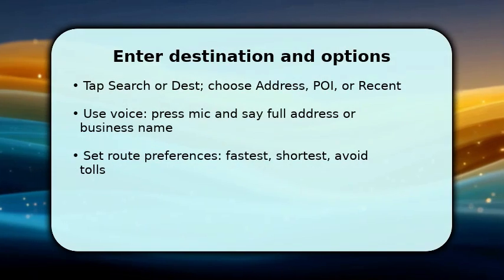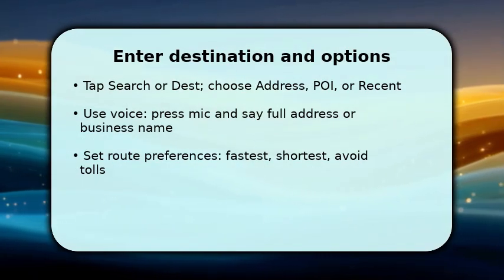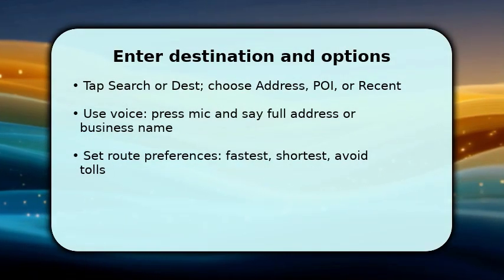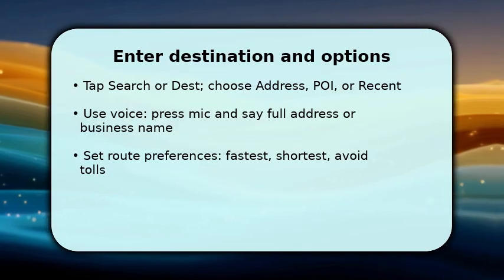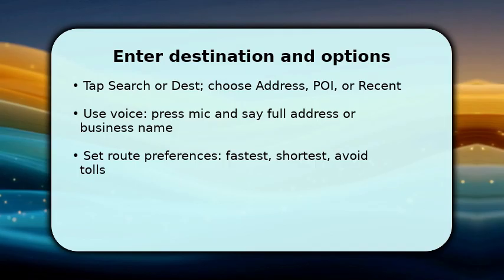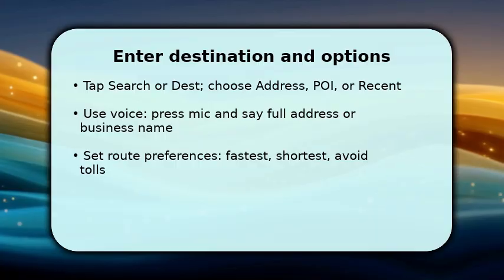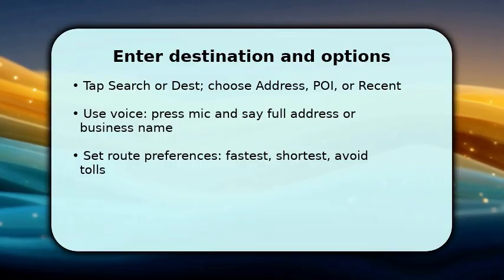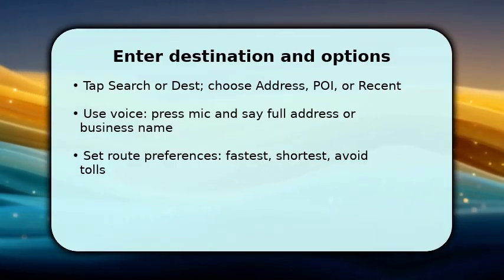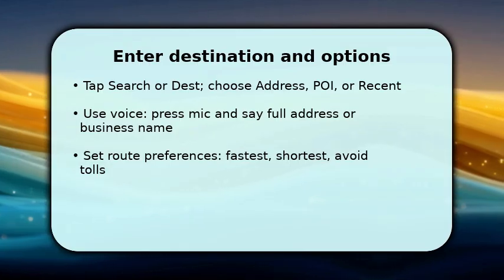You now specify where you're going and how you want to get there. Tap Search or Dest on the map screen, then pick address, point of interest, or recent destinations to speed entry. If you prefer hands-free, press the mic and speak the full street address or business name. Entune parses common formats. Once the destination is set, review route options.